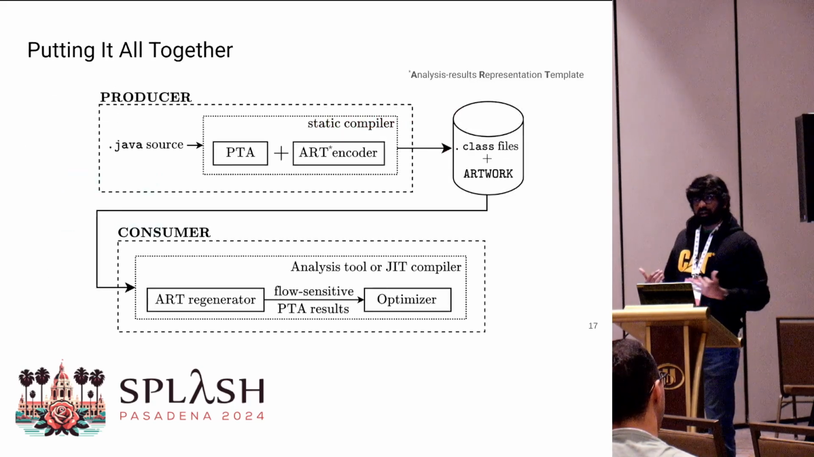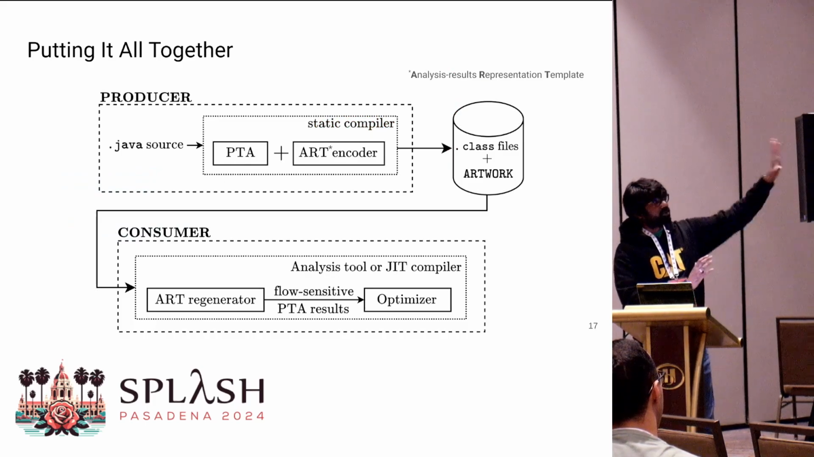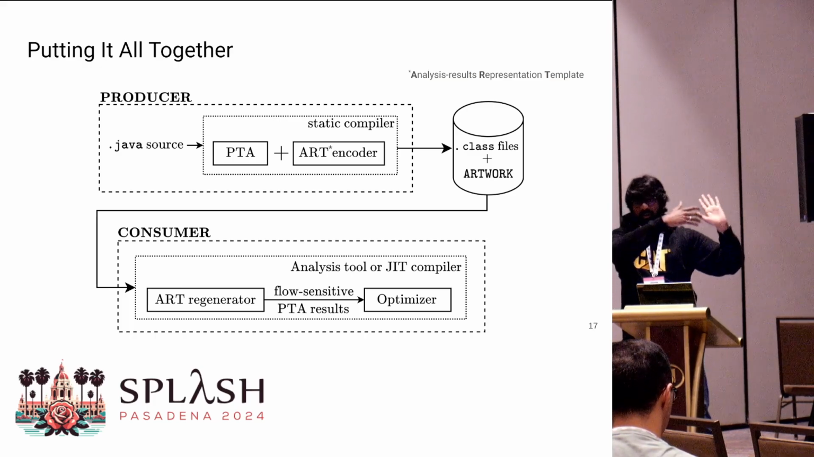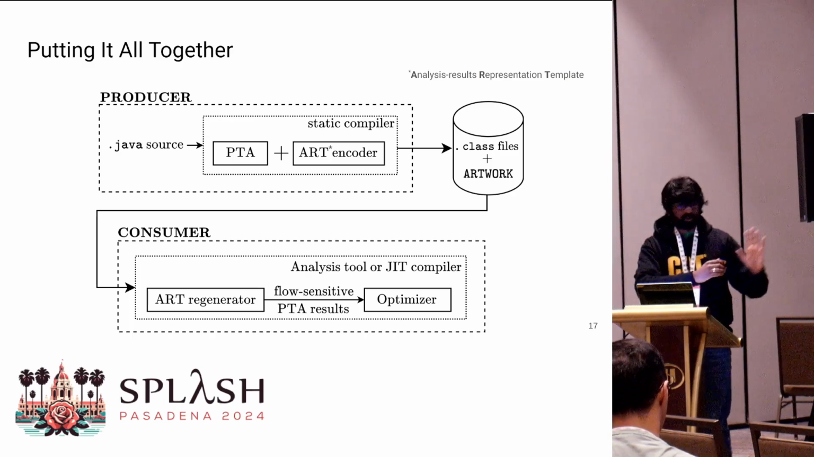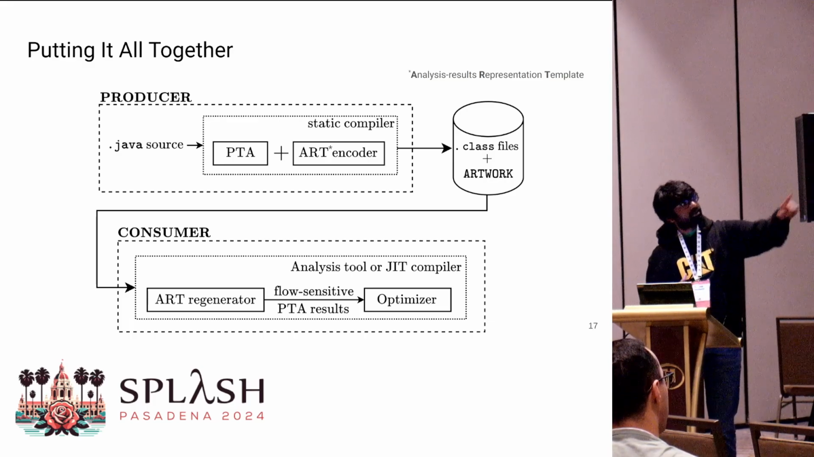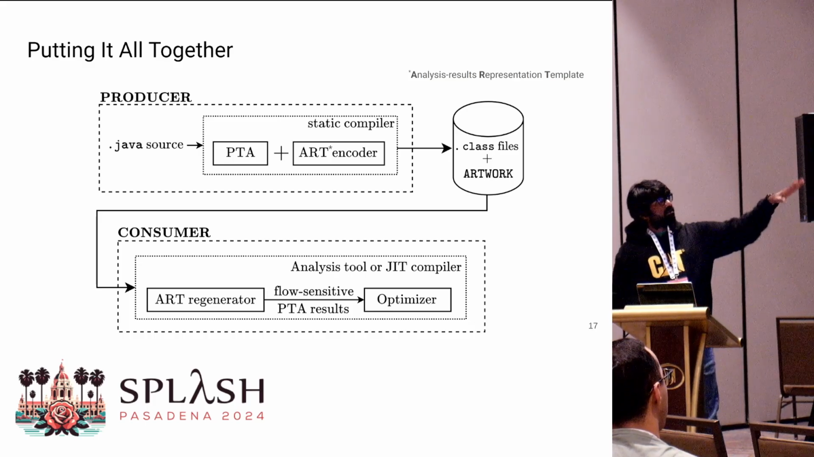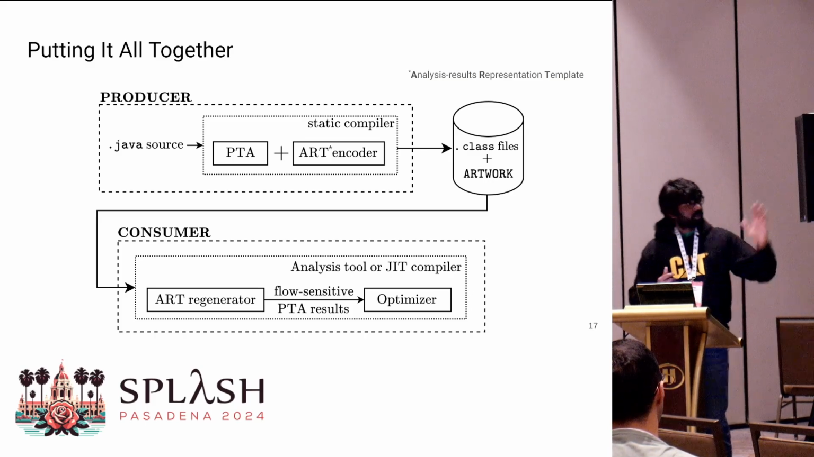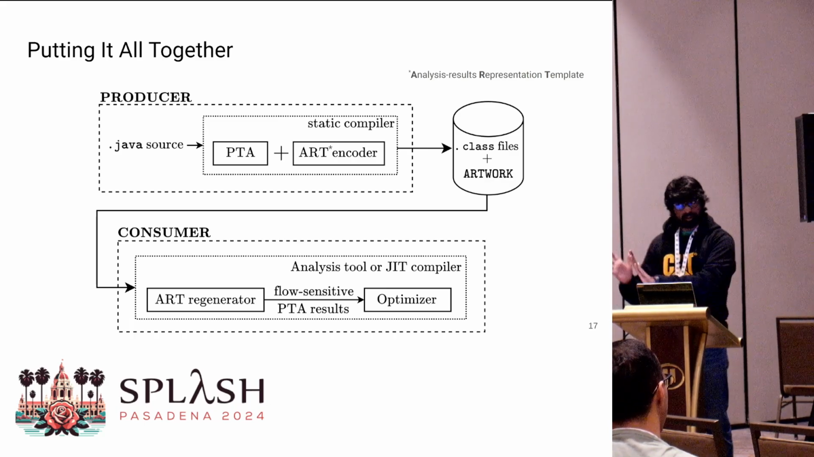So taking a step back, let's take a bird's eye view of what we've done. This is what our system looks like. The same producer and consumer. We augment the producer with what we call an ART encoder, and we augment the consumer with what we call the ART regenerator. ART is short for Analysis Results Representation Template. The purpose of the ART encoder, and by extension the producer, is to encode a concise representation of your PTA results, what we like to call artwork, and bundle it with the bytecode in the case of Java, and then set it aside.